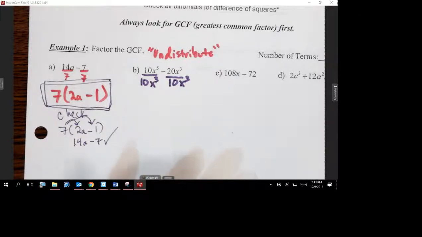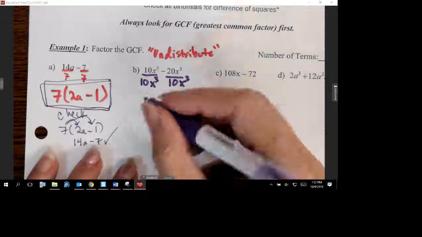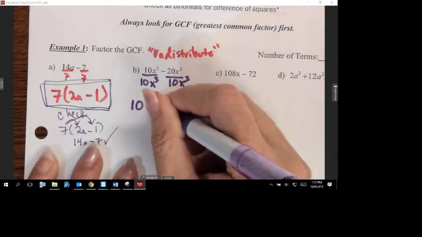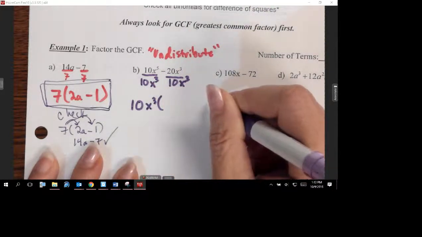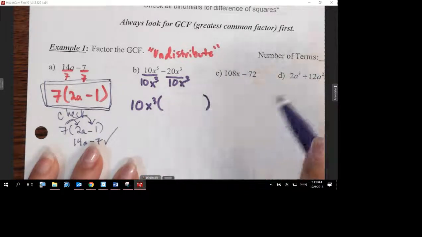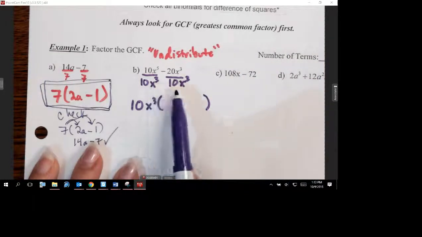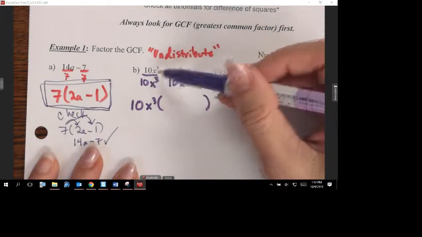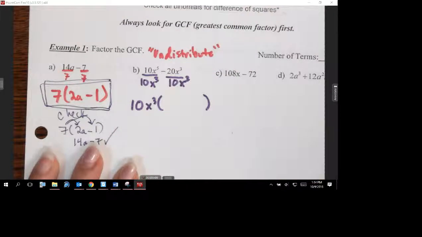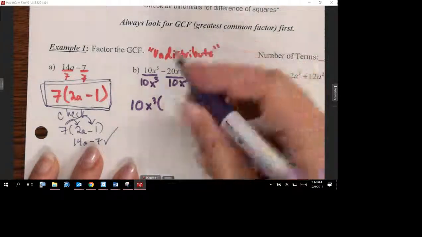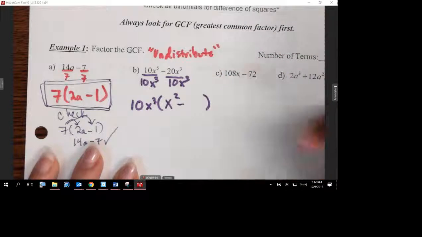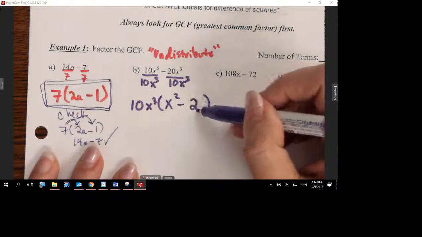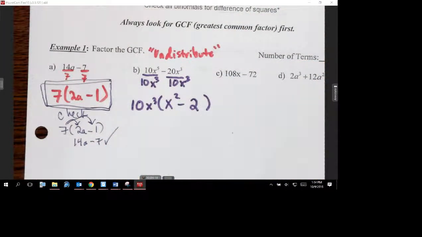We're going to undistribute the common stuff. So I put that in front of a parenthesis. And inside the parenthesis, since I divided it out of 2 things, there's going to be 2 terms left. My first term is 10 divided by 10, and x to the 5th, take away 3 of those x's. What's going to be left? X squared minus 2, right? And if you're not sure if you did it right, you could distribute back in and check.